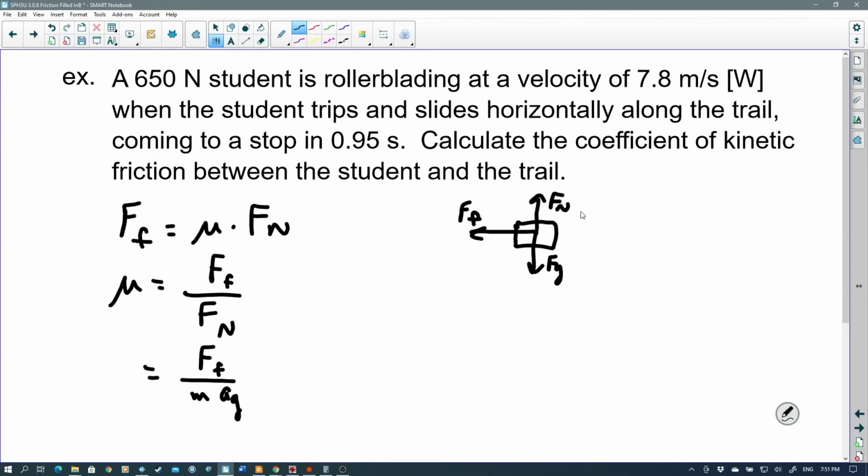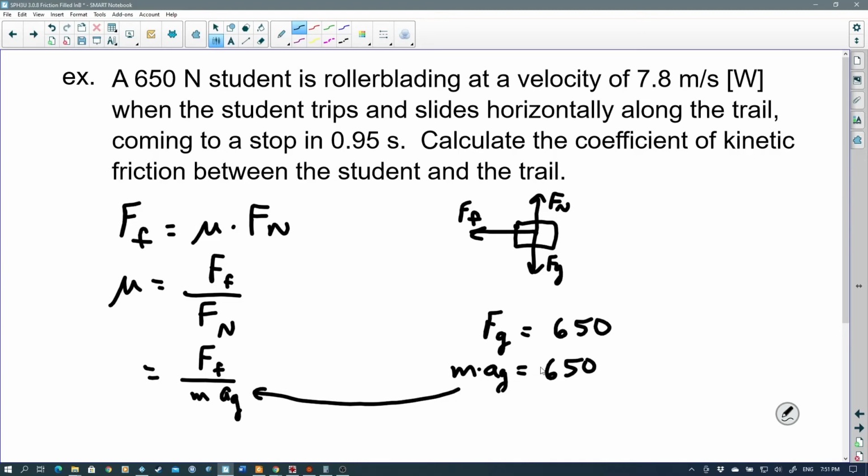Okay, so what is the force of gravity on the student? Well, that's given to us. Remember that 650 newtons is the weight of the student, and weight is given as the force of gravity. Okay, so the force of gravity is mag, which is 650. That means we can calculate the mass. Actually, why am I doing that? I just realized, common mistake, folks. We don't need the mass, we just need mag. Well, mag is given to us, which is 650. So I can just plug 650 at the bottom of the fraction here.